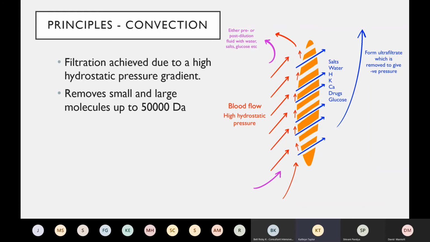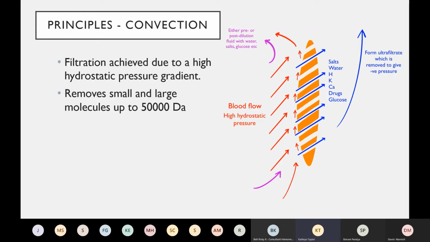The second principle is convection. This is filtration due to a high hydrostatic pressure gradient. On one side you have the blood, which has a high hydrostatic pressure, and on the other side you form an ultrafiltrate. In traditional hemofiltration, there's not actually a dialysate on the other side; you form an ultrafiltrate on the other side. The molecules are dragged across the membrane via solvent drag because of the blood and the water being pushed against it. That gets rid of all your molecules that are below, I think, 50,000 Daltons.